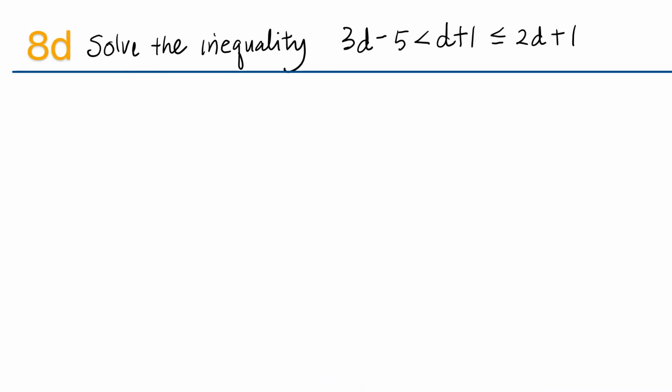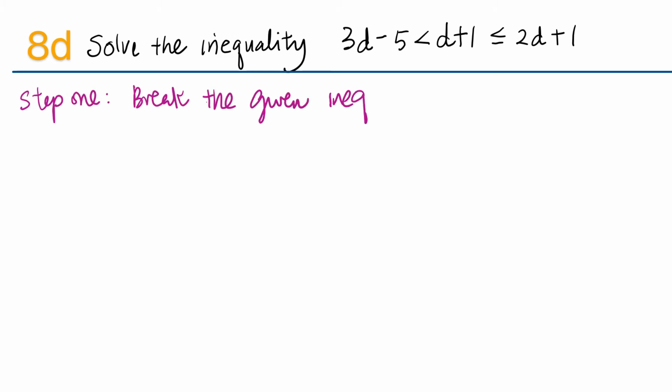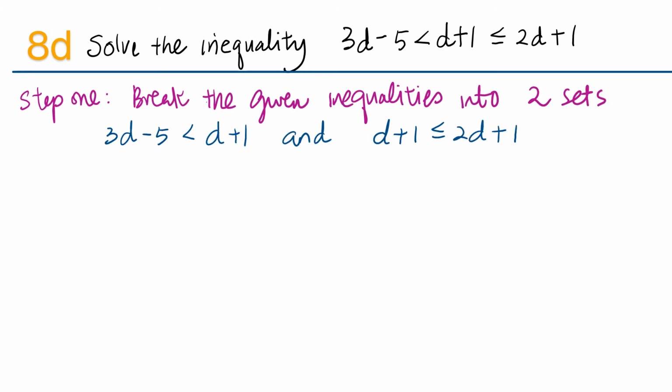In this question it's easier. You're just asked to solve the inequality. Again, step number 1 is to break it up into two sets. The first one is 3d minus 5 less than d plus 1. The second one is d plus 1 less than or equal to 2d plus 1. So let's solve it.